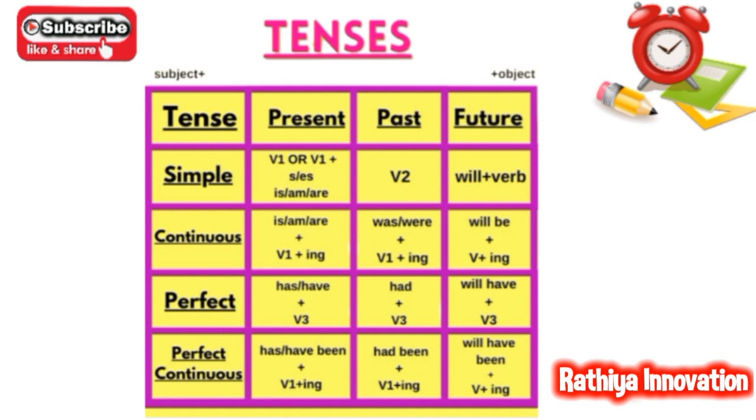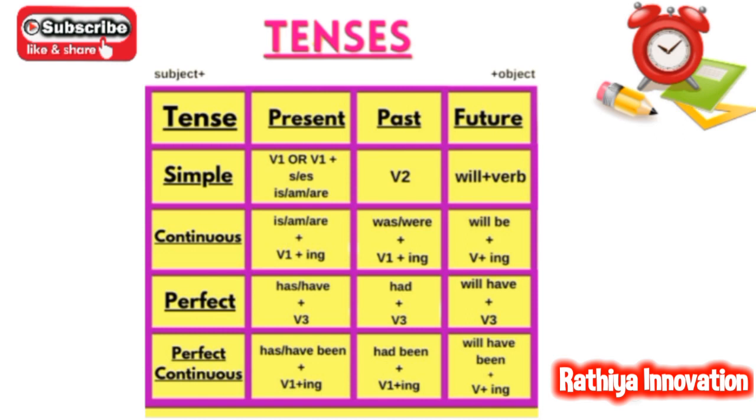Then move on to present continuous tense. It is used to describe actions happening at the present moment. The construction of present continuous tense is subject plus is or am or are plus V1 plus ing. Then move on to present perfect tense. It is used to express past actions with a connection to the present. The construction of present perfect tense is subject plus has or have plus V3.